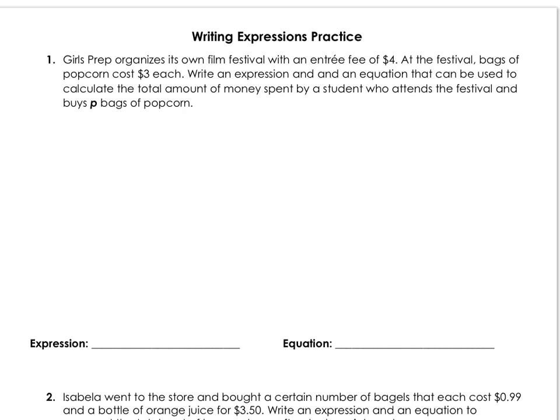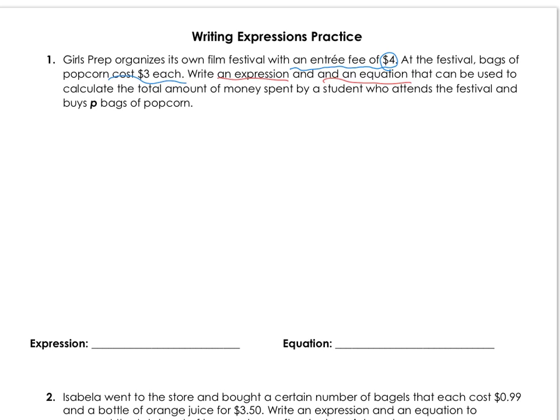It says, Girls Prep organizes its own film festival with an entry fee of $4. So we're going to pay an entry fee of $4, which is going to be a one-time charge. At the festival, bags of popcorn cost $3 each. So we pay $3 for each bag of popcorn. It says, write an expression and an equation that can be used to calculate the total amount of money.